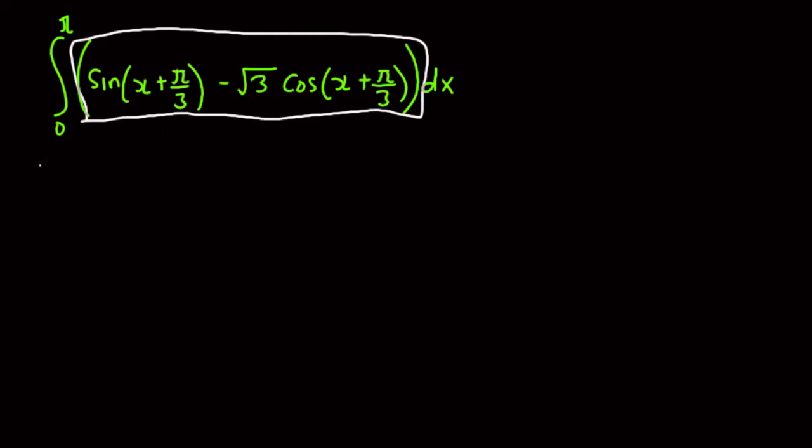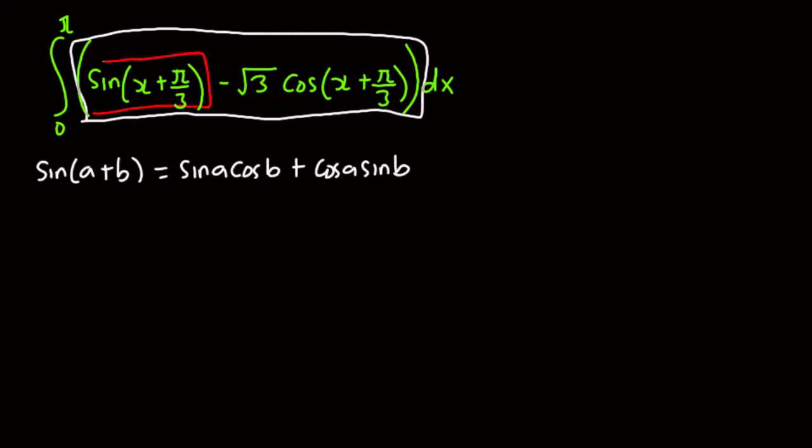The property states that if I have sine(A + B), it is given as sine A multiplied by cos B plus cos A multiplied by sine B. I'm going to use this expression to simplify the sine component of this question, where the x is the A and the B is pi/3.